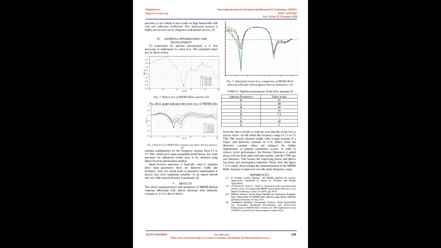For more precision, the optimized results have to be obtained using the Quasi-Newton optimization method. Quasi-Newton optimizer is basically used to optimize three main parameters, those are diameter, width, and thickness. Also, the initial point of parameter optimization is placed very close to the beginning variables. As an output, smooth and very little numerical noise is produced.